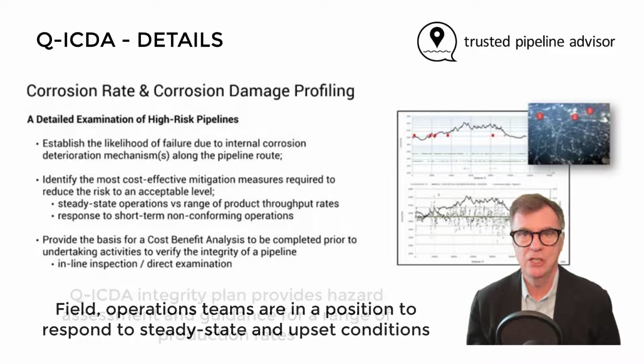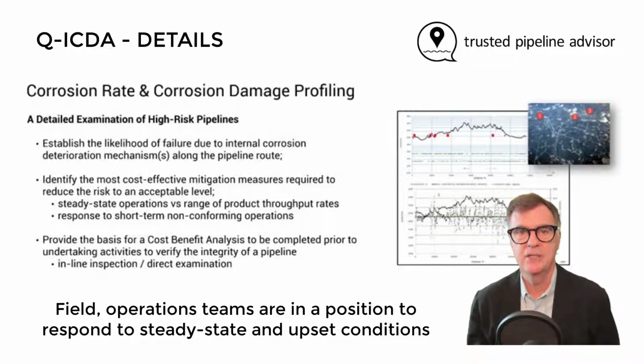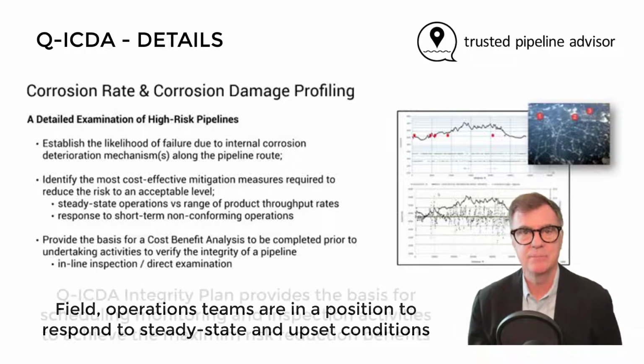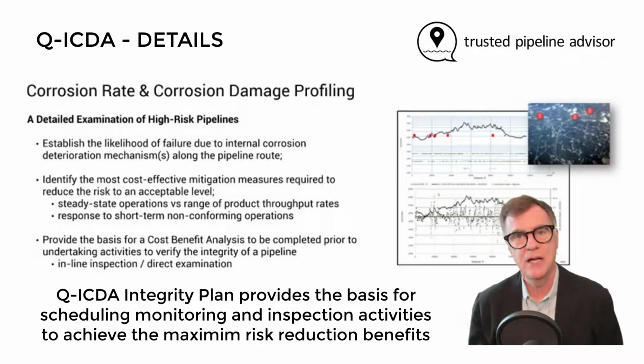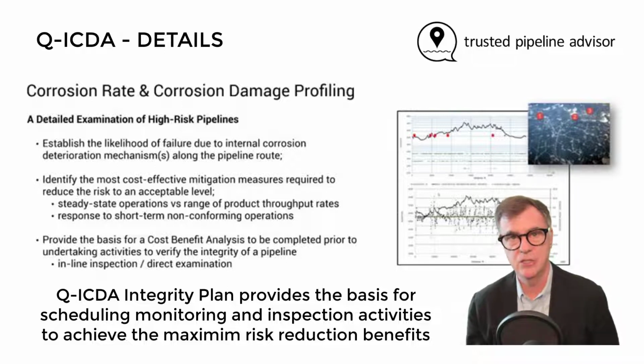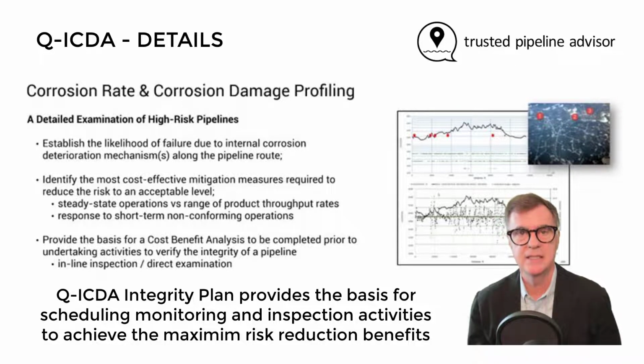By application of our Q-ICDA projects, field operations teams can respond appropriately to steady-state conditions and to short-term non-conforming operations, such as processing upsets for product transportation pipelines or well startup events in the case of oil and gas gathering systems. Finally, Q-ICDA projects provide the basis for a cost-benefit analysis to be completed prior to undertaking activities to verify the integrity of a pipeline system, including justification for inline inspection and direct examination inspection digs.